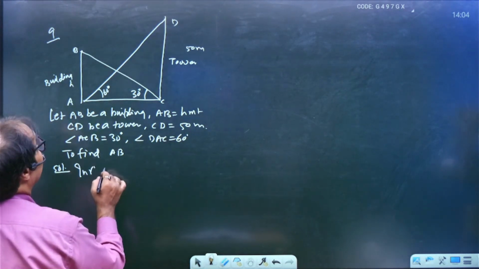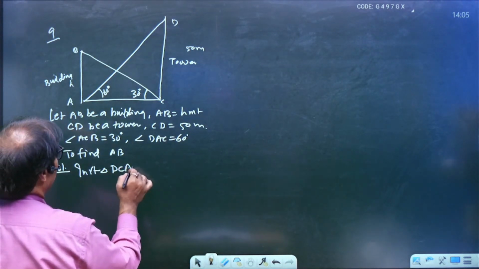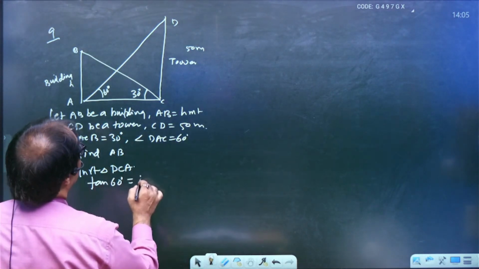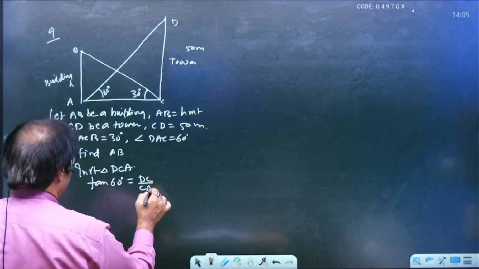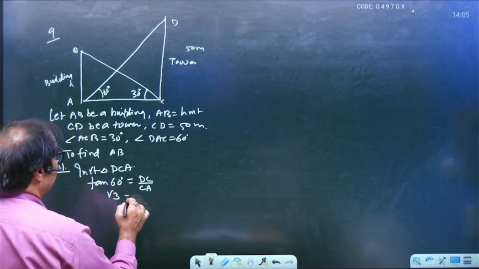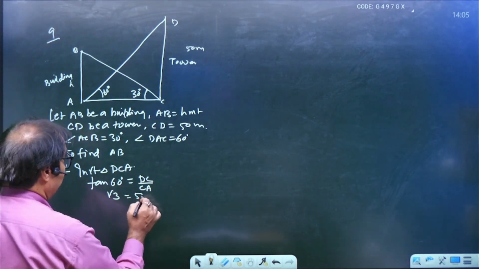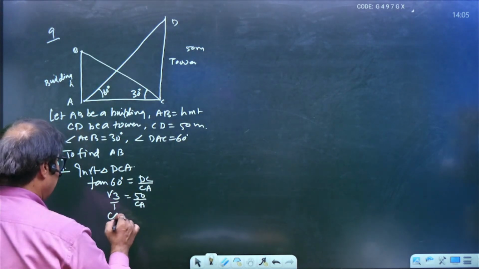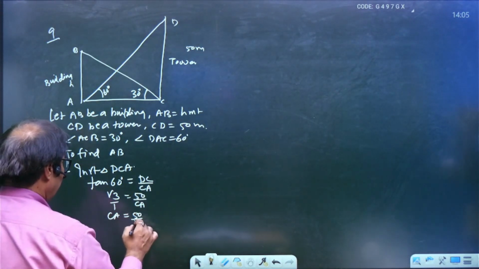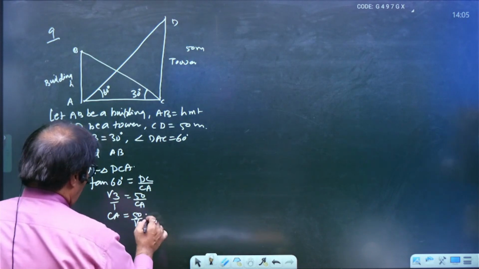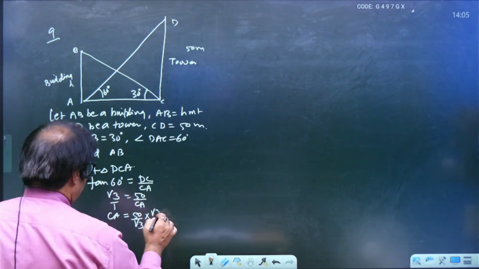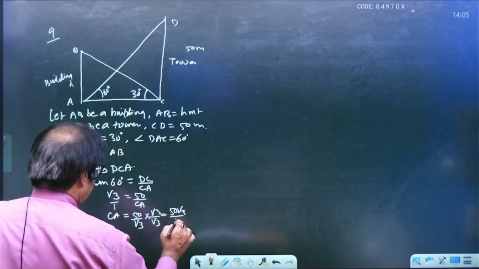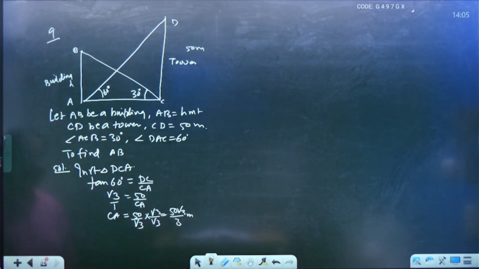In right triangle DCA, tan 60 degrees, the perpendicular is DC upon CA, so root 3 equals 50 upon CA. By cross multiplication, CA will be 50 upon root 3. Now rationalize it: multiplying by root 3 upon root 3, this is 50 root 3 by 3 meters. This is the value of CA.